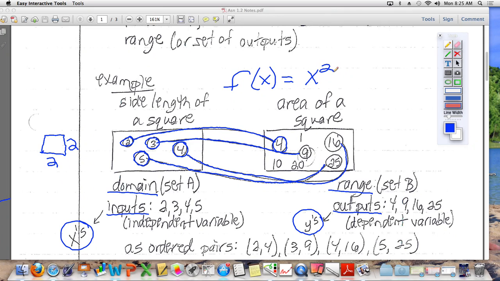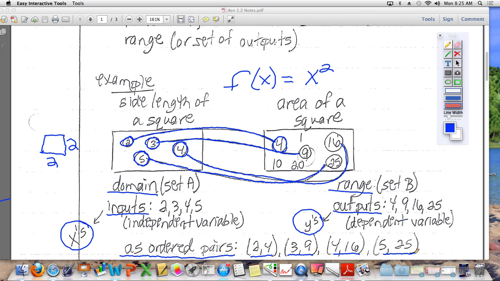If you were to list these things as ordered pairs, you would list them just as it says right here, as ordered pairs. You have 2 and 4 together, because if you take 2 and square it, you get 4. You have 3 and square it, you get 9. Take 4 and square it, you get 16. 5 squared, you get 25. Now, there's an endless number of ordered pairs that we could list here, but if we're just talking about the information that we have in this example, this would be all the ordered pairs that we're talking about.